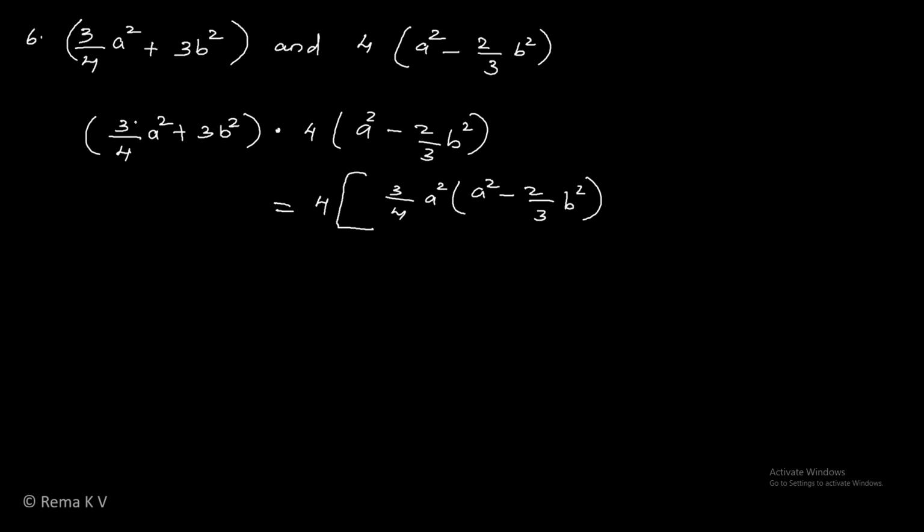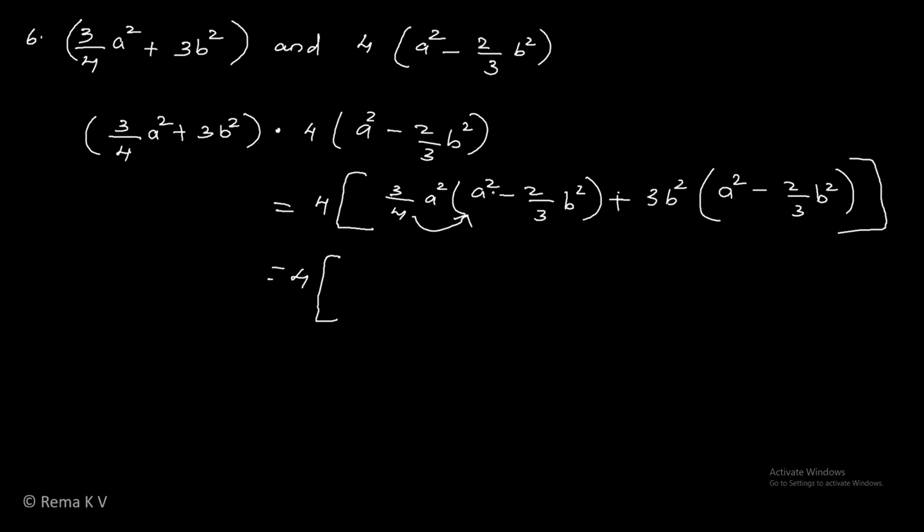Now the next is plus 3b square into a square minus 2 by 3 b square, the second bracket. Let this 4 be here. Multiplying these two, we will get this as the numerical coefficient here is 1. 3 by 4 into 1 gives 3 by 4 itself. A square into a square, it is a raised to 4.